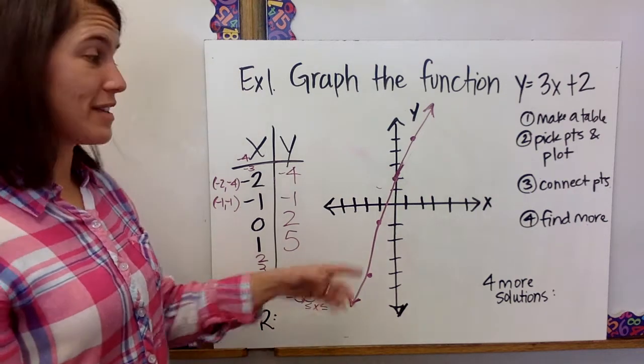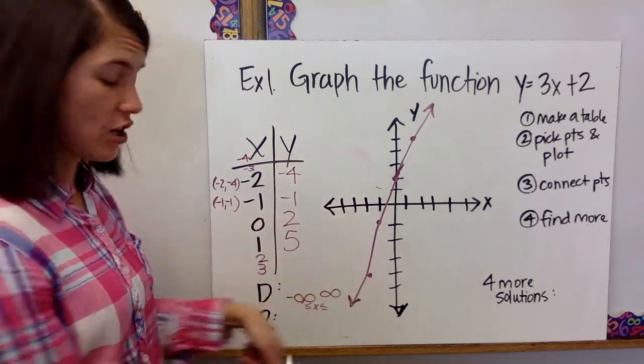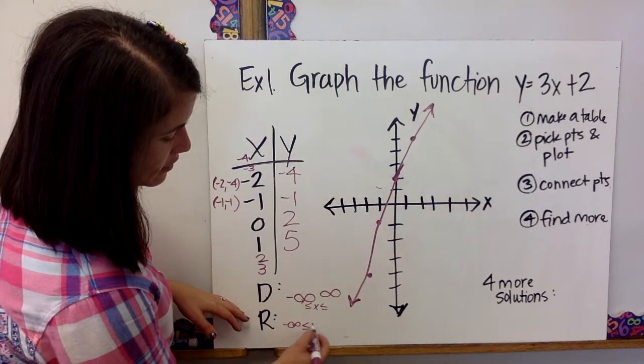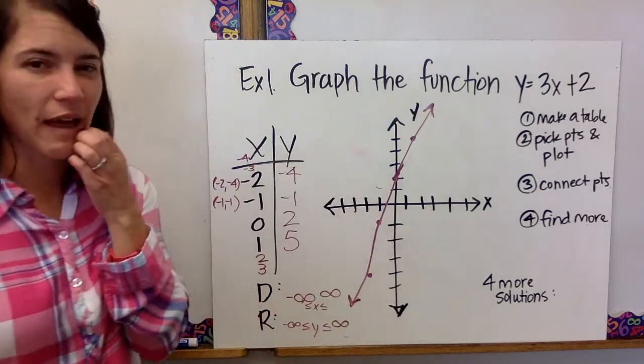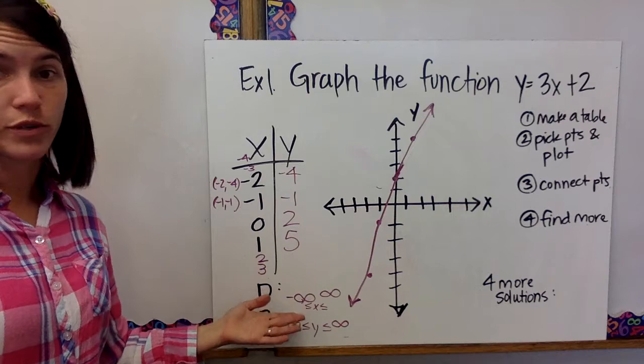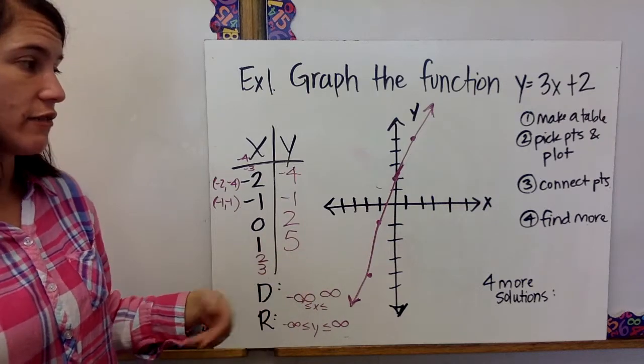And then the range is going to be the same thing. It's going to continue to go down to -infinity, all the way to +infinity. And we talked about that in class. So the domain and range would be all real numbers, -infinity to +infinity.